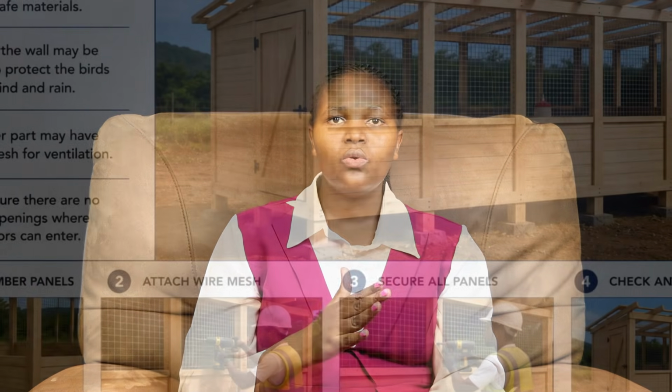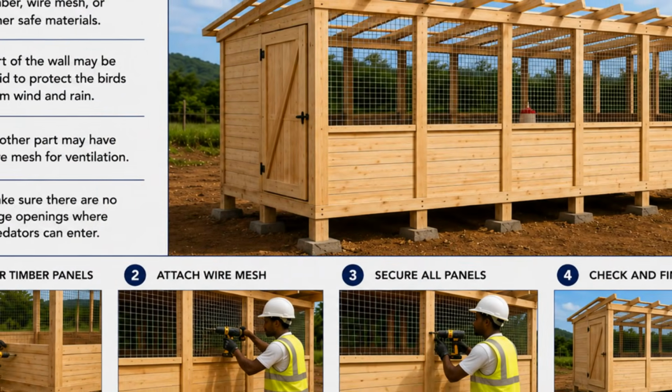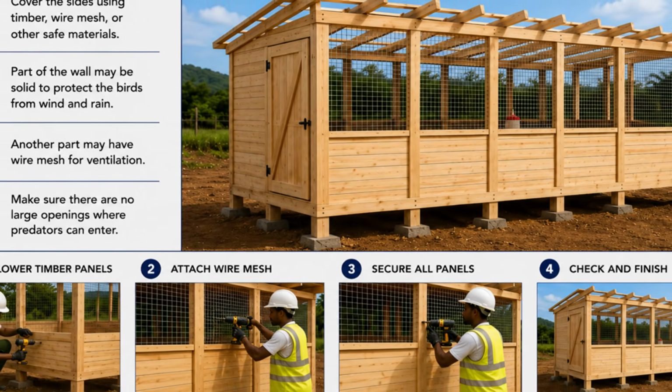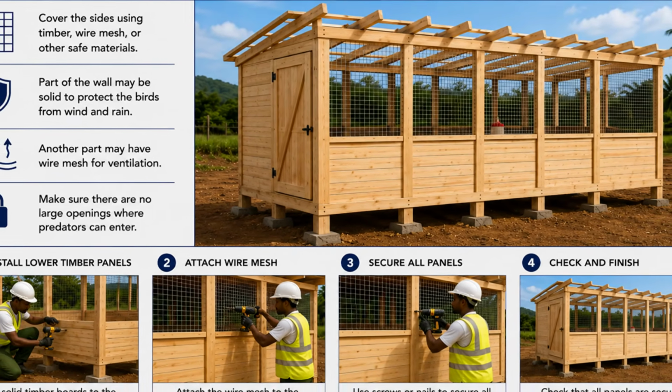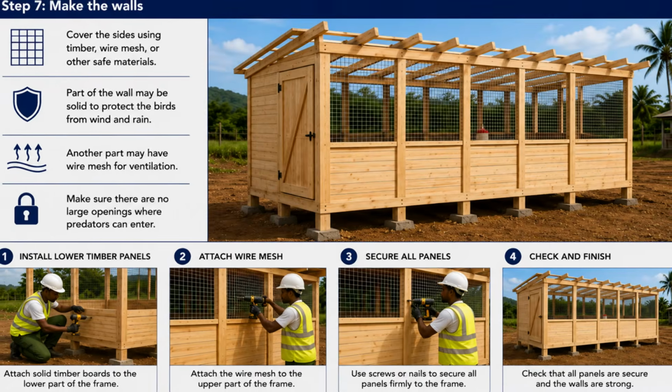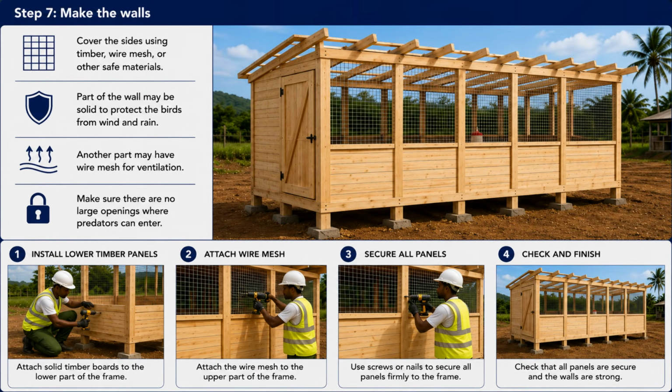Then step number 7, make the walls. So cover the sides using timber, wire mesh or other safe materials that you have decided to use as a group. And then part of the wall may be solid to protect the birds from wind and rain, and another part should have wire mesh. Remember, we said that this will help for ventilation. And then make sure that there are no openings where the predators can enter and maybe cause harm to the birds. Then with that, go to step number 8.